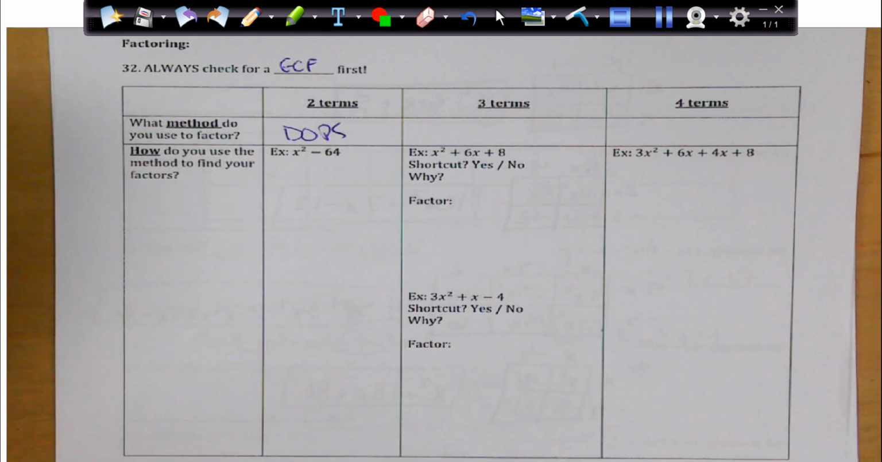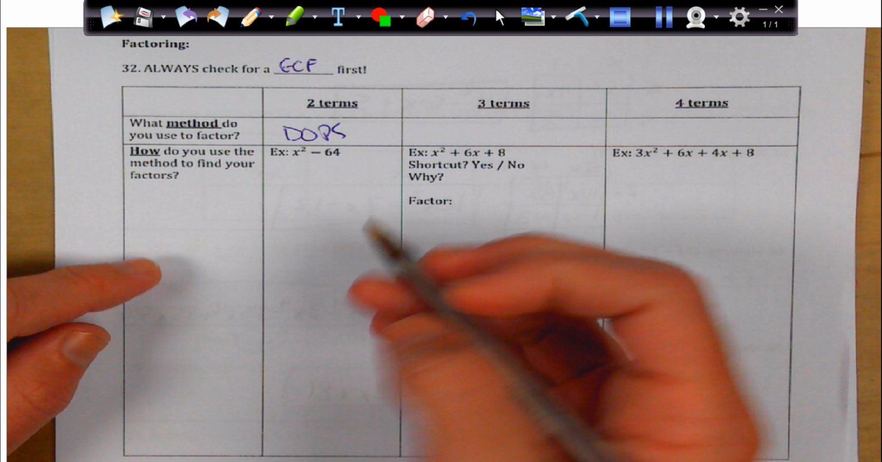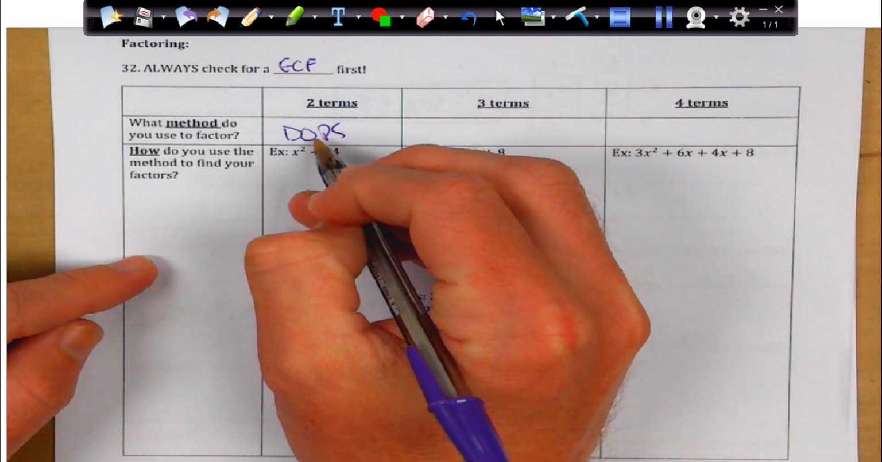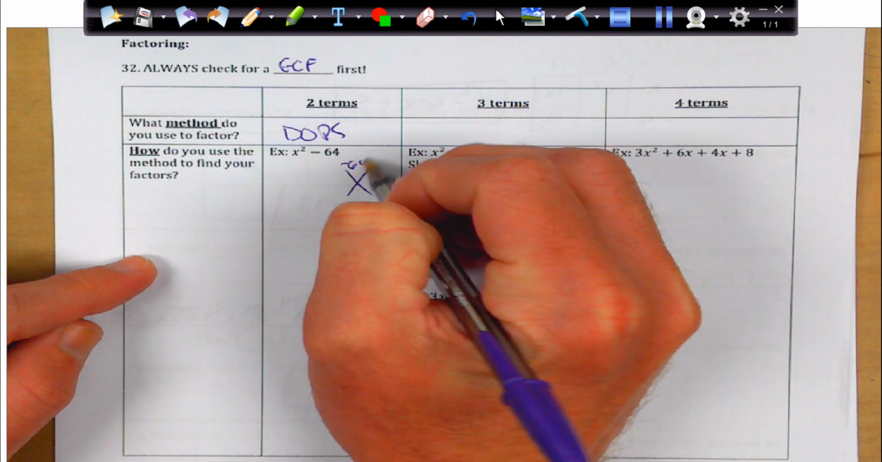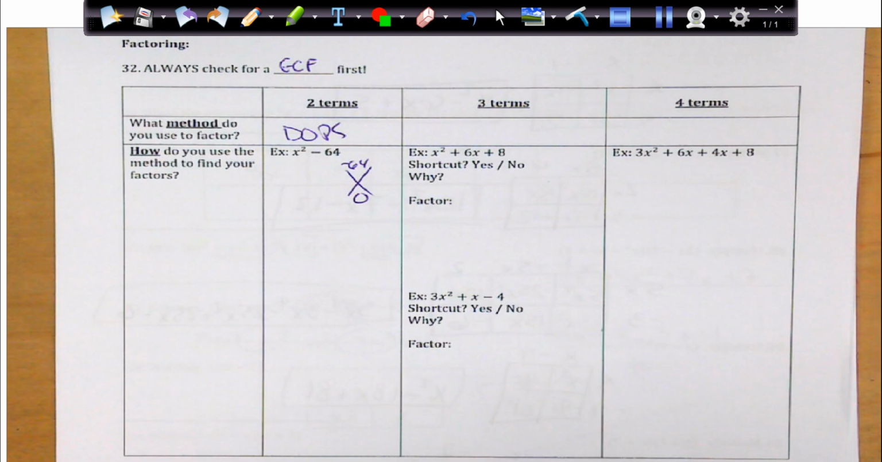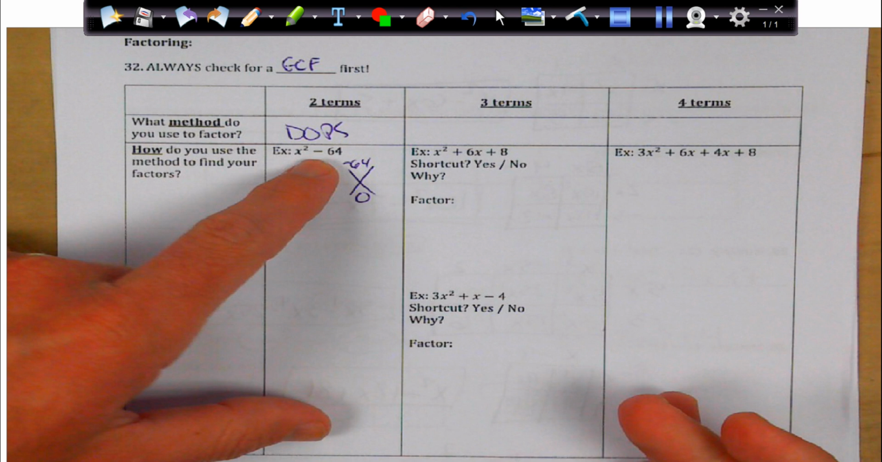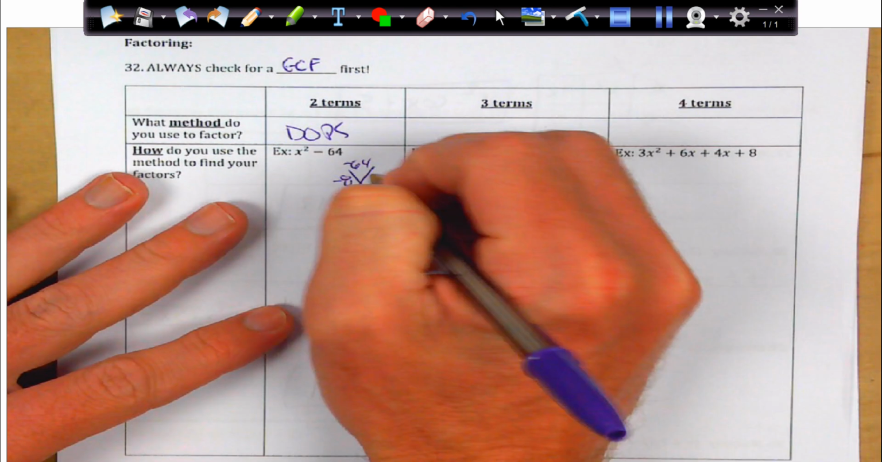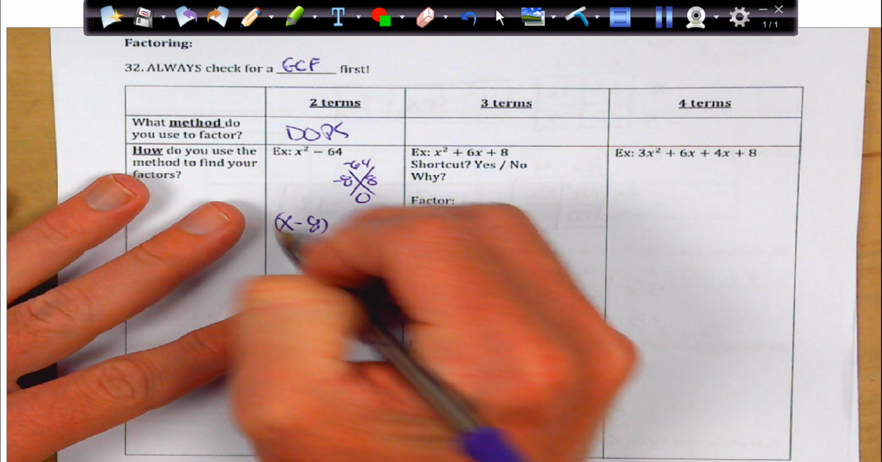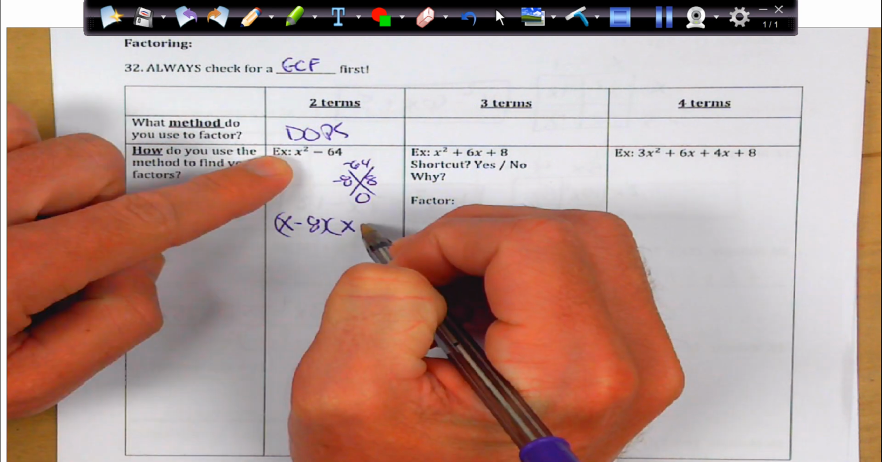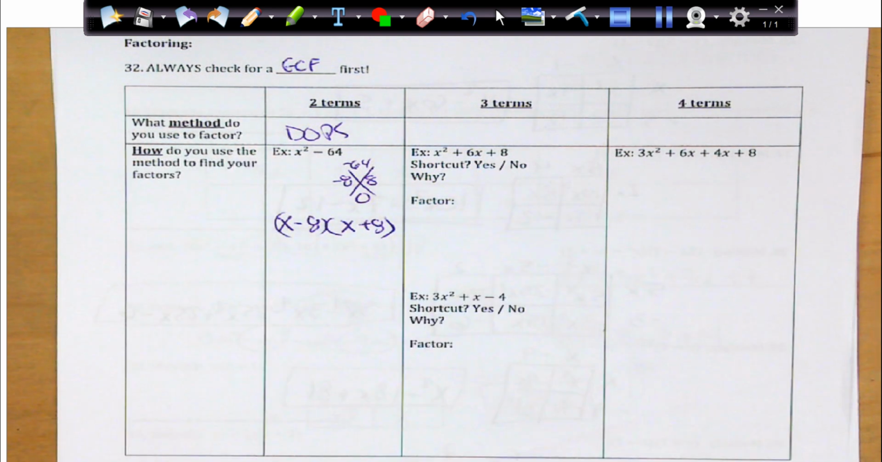So for this one right here, you could do difference of perfect squares where we square root each one. You could also do the diamond method where you get negative 64 and 0. So what two numbers multiply to negative 64, but our b value is 0? So you would get negative 8 and 8. Again, we could put that into the box, but we don't have an a value here, so we're just going to be able to go straight to that.